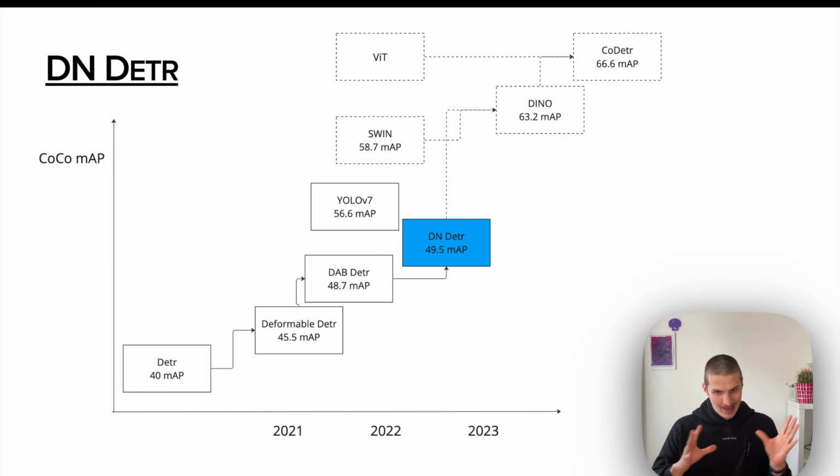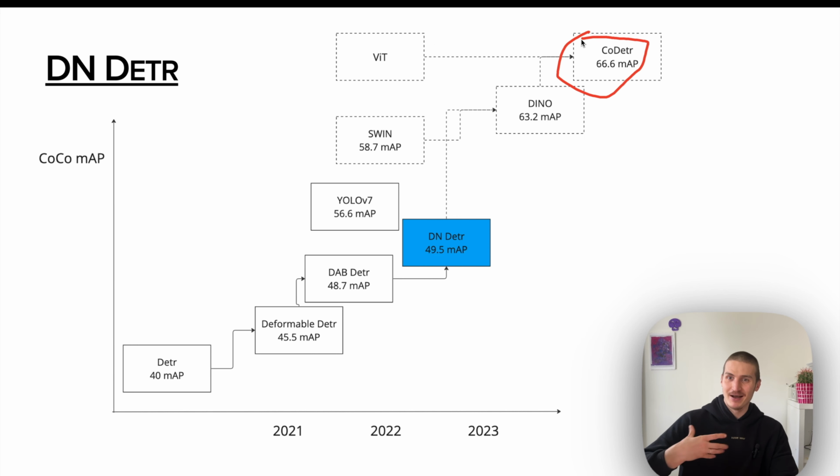So this is the map of object detection models that we have right now. The current state of the art is CoDetr, and we are really just building up our way towards it. The previous state of the art is called Dino, and it was quite a famous model, and it was state of the art for quite some time.